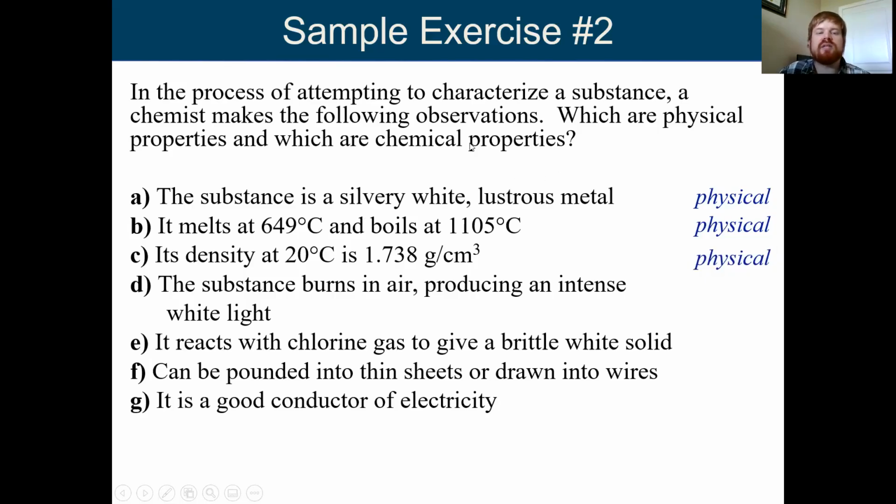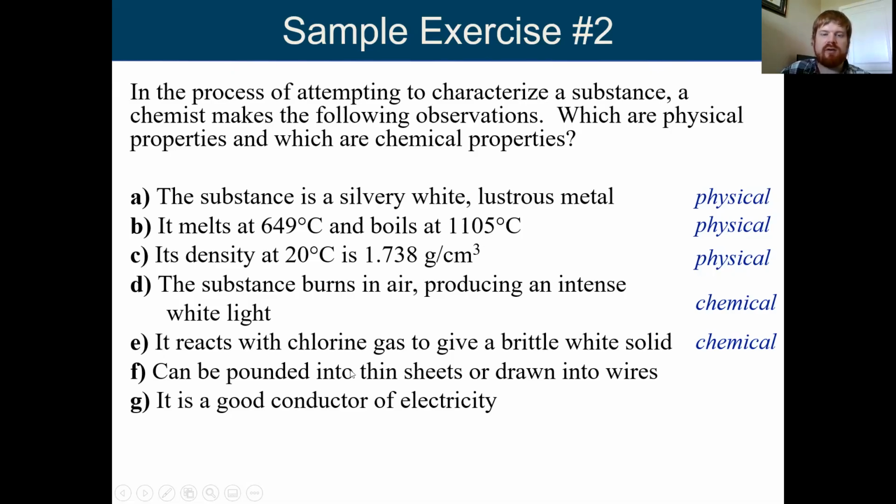Okay, D, the substance burns in air, producing an intense white light. Okay, all right, so that's good to know. And it produces an intense light, and it burns. Well, okay, that suggests that there is a chemical change going on. That is because it is a chemical property. This word burns is a chemical change word. If you see burn, you should think chemical property. Letter E, it reacts with chlorine gas to give a brittle white solid. Again, reacts tells you there's a chemical change. That's a chemical property.